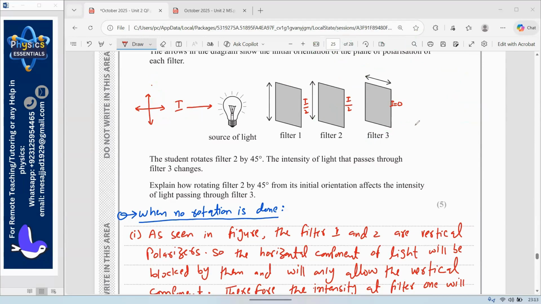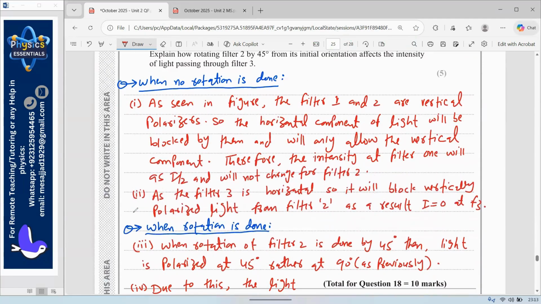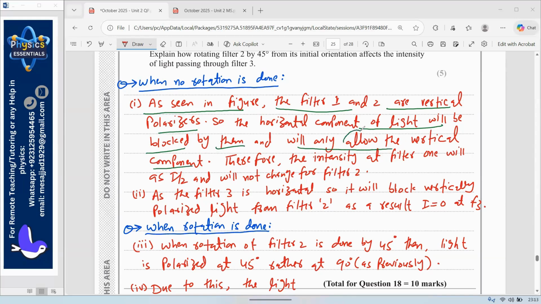Now whatever I have explained, I have written it here for you. So you can see that, as seen in the figure, filter 1 and filter 2 are vertically polarized. So what does that mean? It will only allow the vertical component and block the horizontal component. So the horizontal components of the light will be blocked by them, and only the vertical components will be allowed. Okay, and therefore the intensity after filter 1 will be I half and will not change for filter 2, because filter 2 is also vertically polarized, so the intensity at 1 and 2 will remain the same.